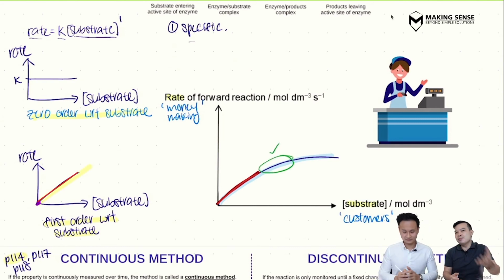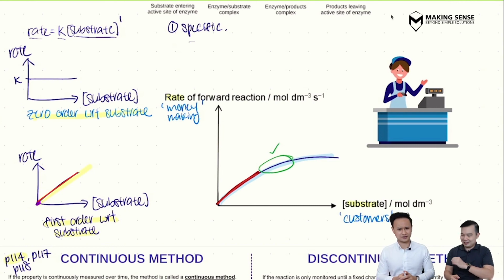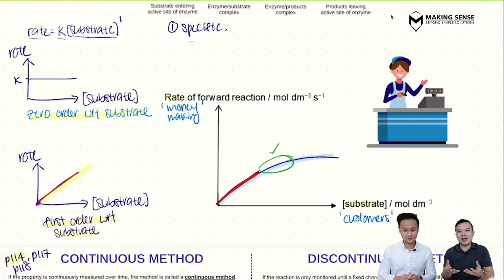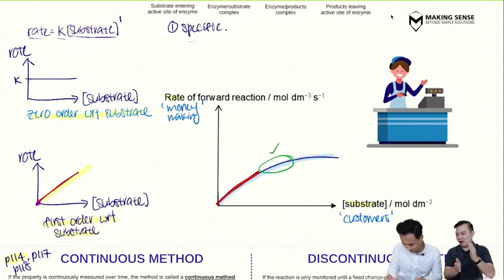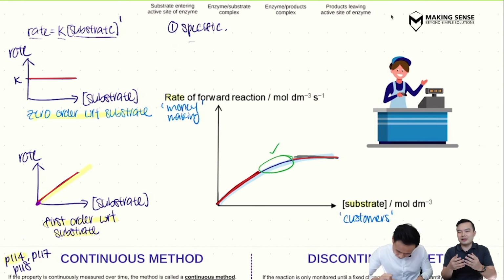But if you start to see more customers coming in, people will have to queue up already, right? Yeah, correct. That's right. So at that point of time, you're not making more money. Are you still making money? Yes, but the rate of making money will no longer increase. So you start to see that the rate of reaction is going to start to plateau off. And in the analogy, you're going to start to see people queuing up. There's going to be longer and longer queue.